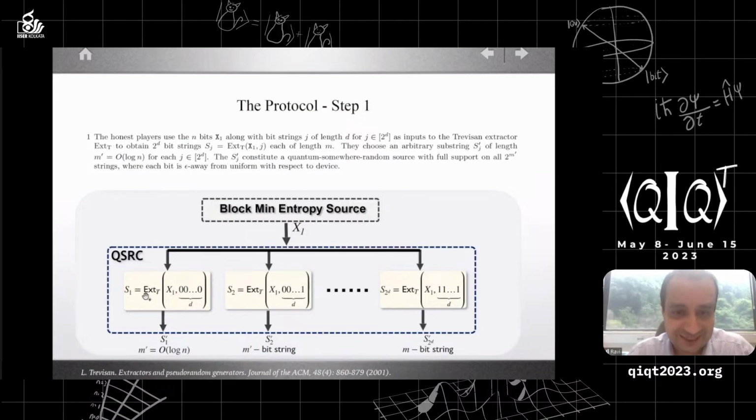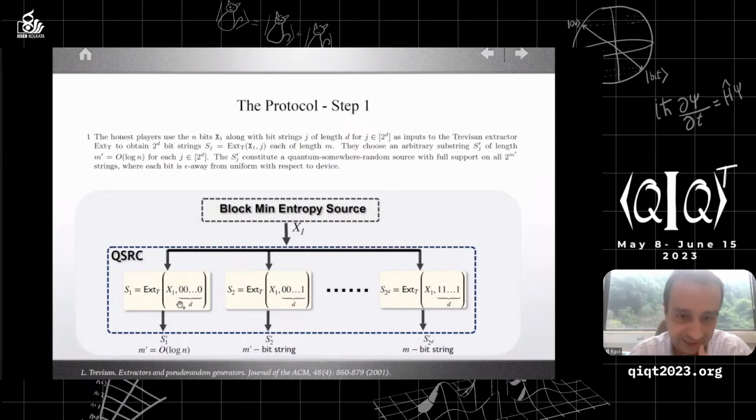We apply the extractor to X1 together with every possible string of length D. So what is the idea here? Remember, extractors are classical functions that produce output bits that are uniform, provided you give them two independent sources, or you give them a seed that is uniform and a source that is independent from the seed. Now, what we do is we apply this extractor to X1 and enumerate every possible seed of length D.